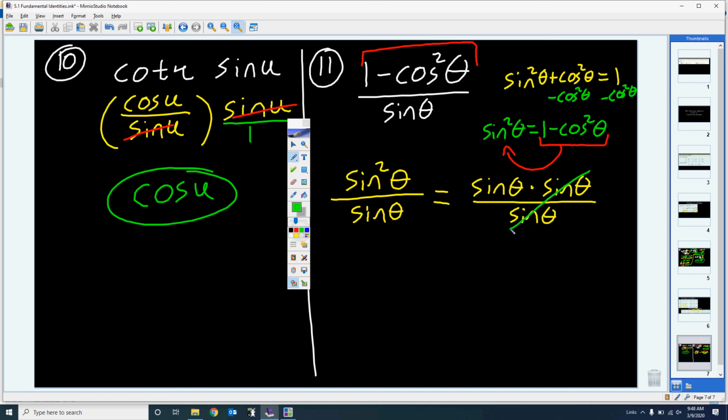So, one on top, one on the bottom, they cancel out. I still have one sine left on top, so my answer is just sine theta. If I would have had sine squared on the bottom and just sine on the top, my final answer would be 1 over sine theta.